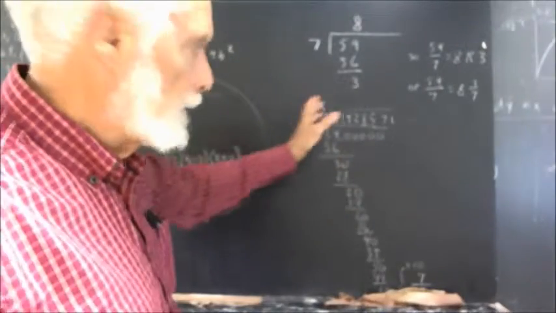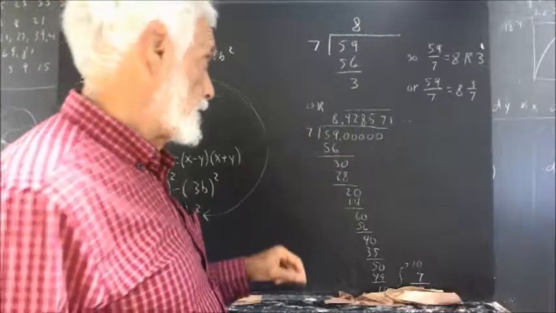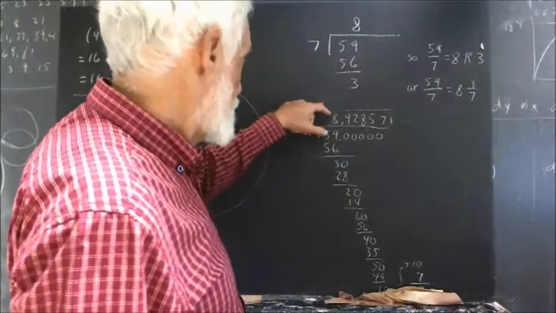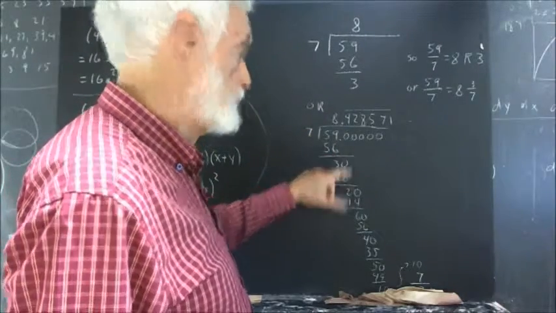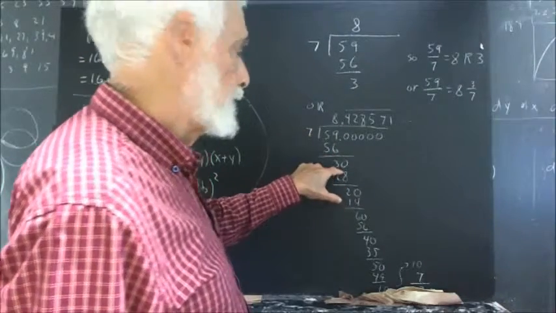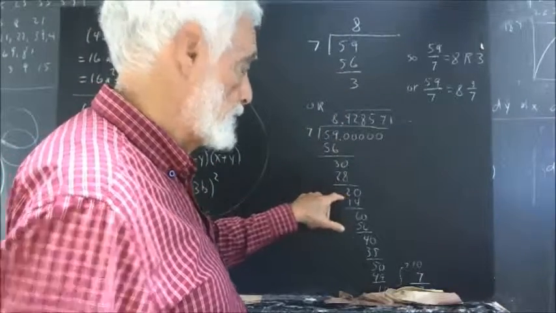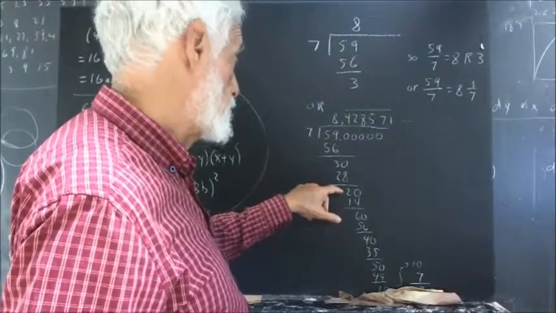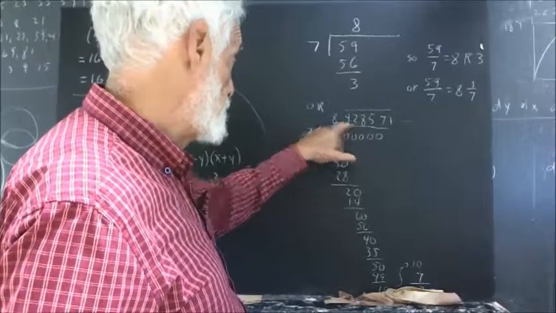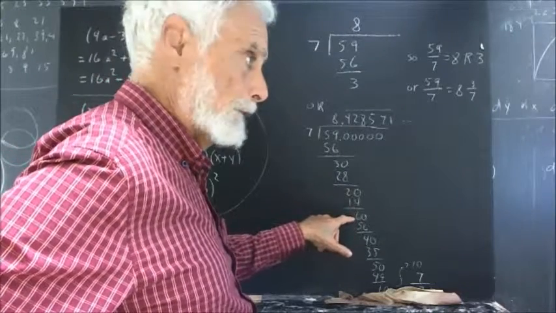Going a little further, if we want a decimal form of 7 into 59, well, we get the 8, we get the 56, we get the 3, we bring down the 0. And then we say, well, 7 goes into 30 4 times. 4 times 7 is 28. We're left with 2. And then 7 goes into 20 twice. So we have 2 here. 2 times 7 is 14. And when we subtract, we end up with 6.